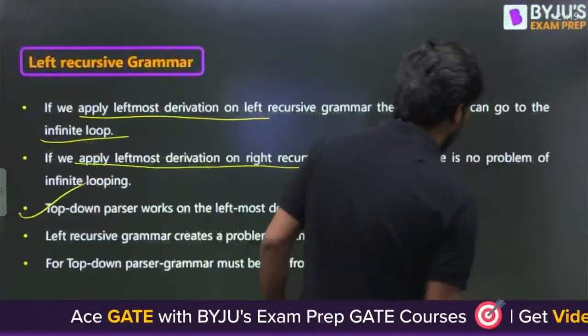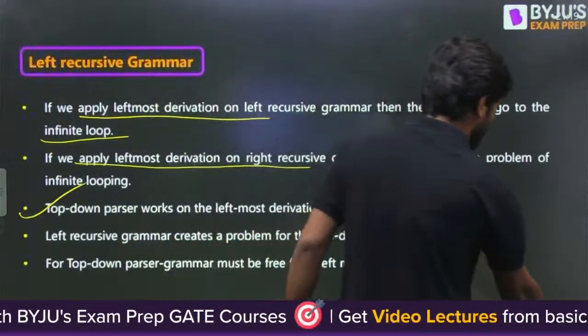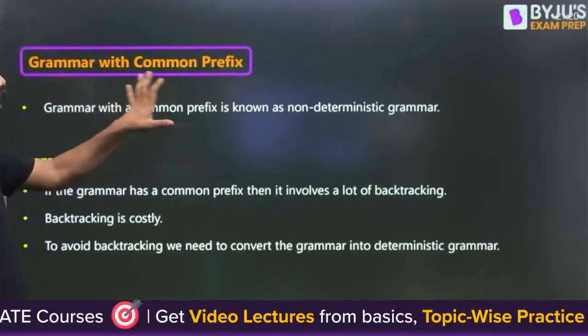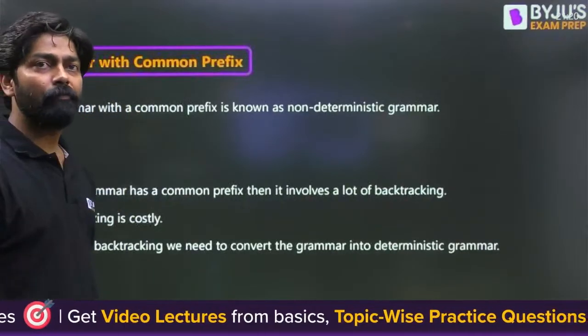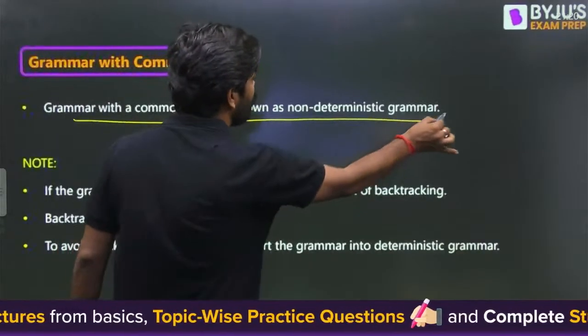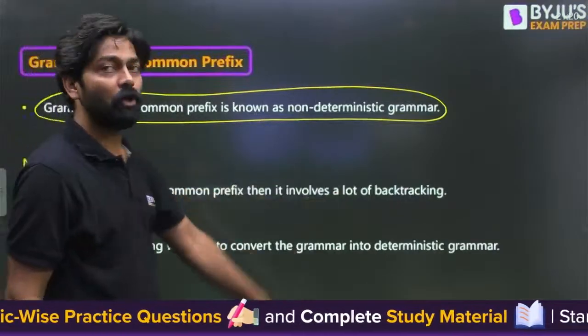Only 5 minutes more, theory will be finished. So left recursive grammar we have done. Now, see, grammar with common prefixes, my dear friend. A grammar with a common prefix is known as a non-deterministic grammar.